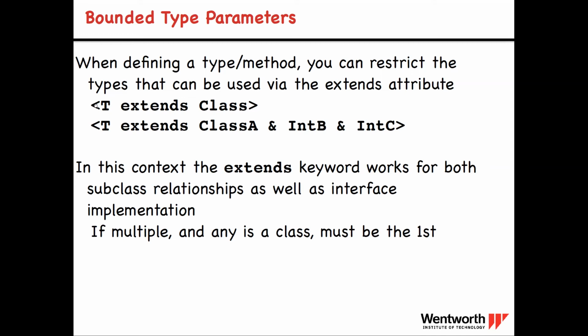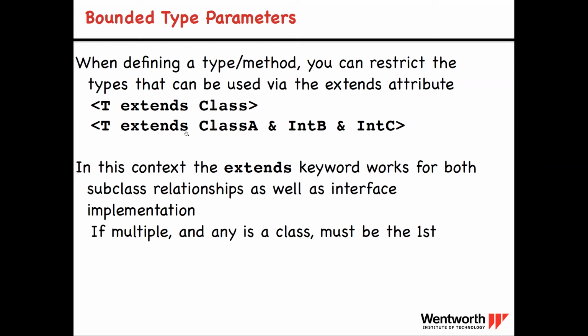So you might have something like this. This first one here, T extends and then some class name. Or T extends some class name and an interface and another interface. That would mean that the type you put in here must be a class, whatever this class is. So for example, if this class was Number, then the type I put in here must be a number. That's the idea of bounded types. So the extends keyword works for both subclasses and interfaces.